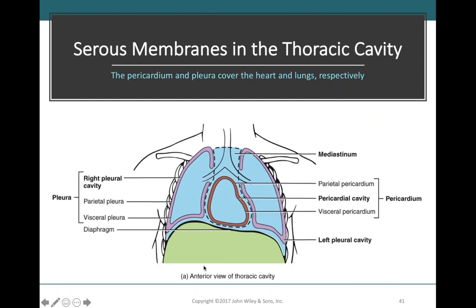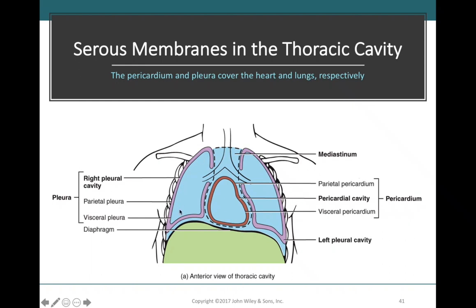So allow me to go over the pericardial and the pleural cavity in this example. You can see here we have the mediastinum. The mediastinum is the space found between the lungs that contains the heart. That's the mediastinum right here. And there's a lot of stuff included in the mediastinum, but for our purposes, I really want you to focus on the pleura and the pericardium.